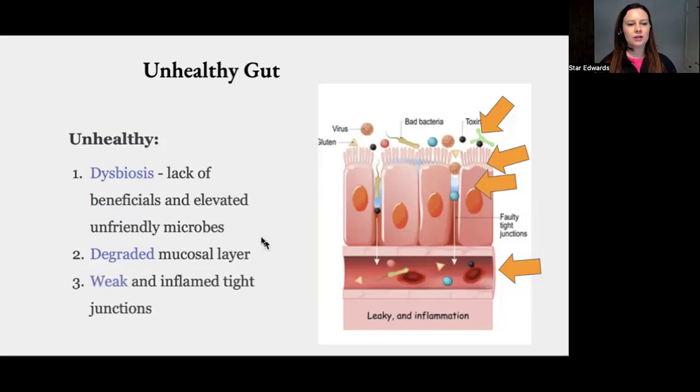Then we have weak and inflamed tight junctions. Those fences and those locks aren't here anymore, and you can see these gaps between the cells, and you can see the antigens. You see bacteria and toxins, even food antigens, leaking through these cells, and then they get into the blood flow or the systemic circulation. They elicit an immune response, which means more inflammation travels to every organ in the body and can contribute to inflammation and health conditions there as well.